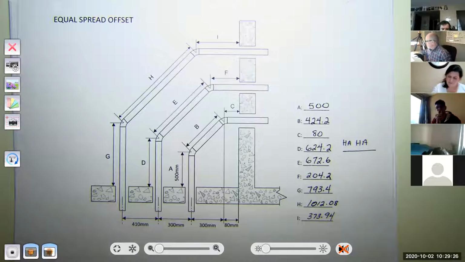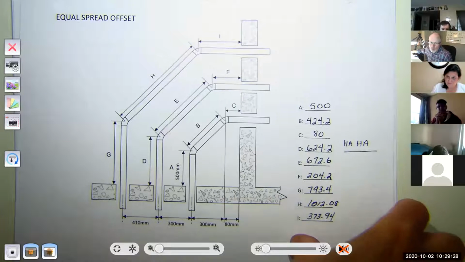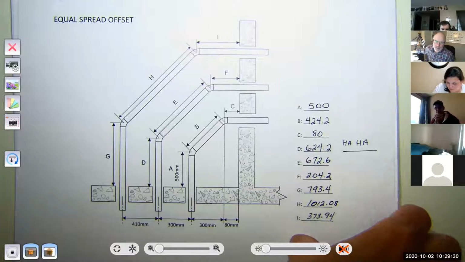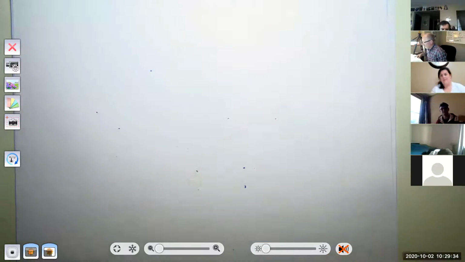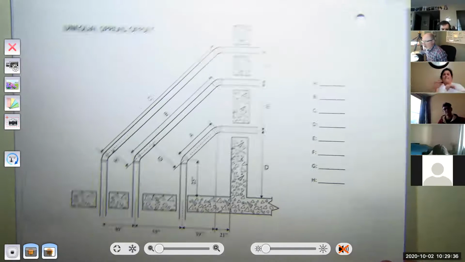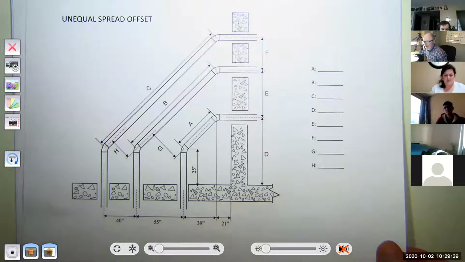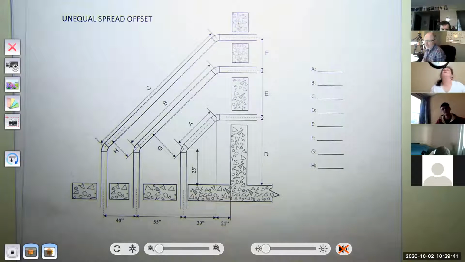Okay. So let's go to the next one. We'll do one more and then we'll take a lunch break. Okay. So we're going to just do one more and then we'll take our lunch. And we have an unequal spread offset here. Okay. So this is a little different. It's a little different process to get the right answers.